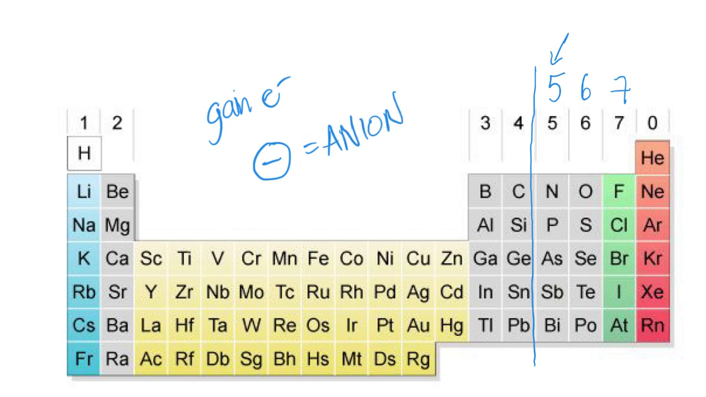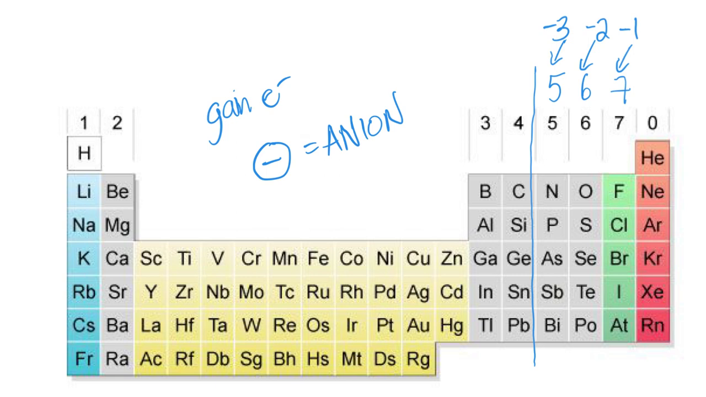And so in group 5, they need to gain 3 electrons in order to have a full valence shell. So these ones will actually have a charge of -3. For group 6 or group 16, they need to gain 2 electrons, so they'll have a charge of -2. And for group 7 or 17, these only need to gain 1 electron, so they will have a charge of -1.